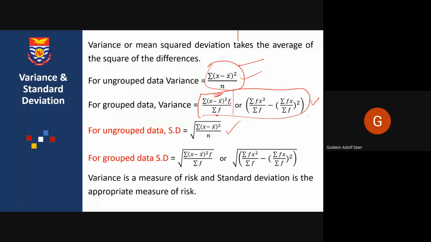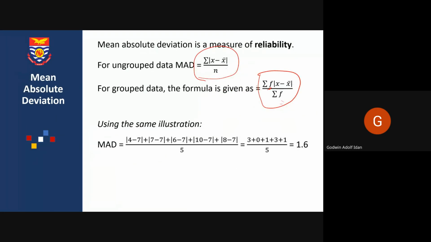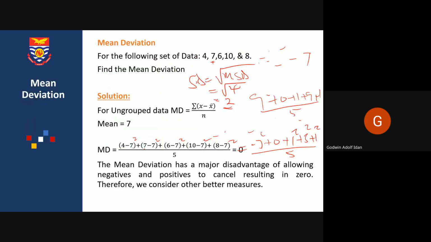Now, what I want you to pay key attention to is the terms that are associated with the standard deviation, the variance, and the rest. So the variance is measuring the risk, while the standard deviation is an appropriate measure of risk. And so the variance and the standard deviation are all measuring the risk, but the standard deviation is preferred to the variance. Now, the mean absolute deviation is talking about reliability, and then also the mean deviation.